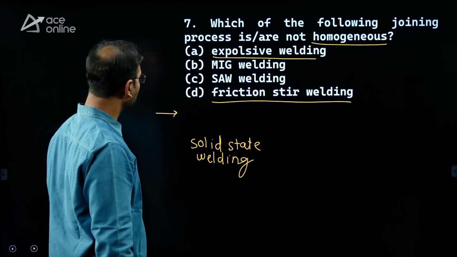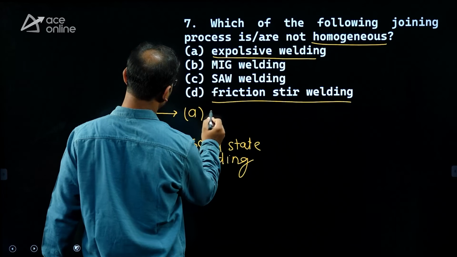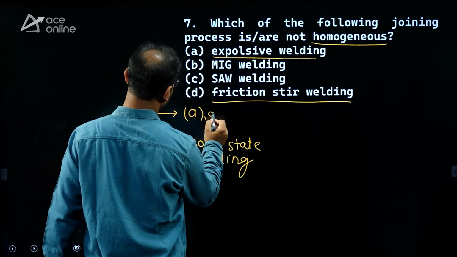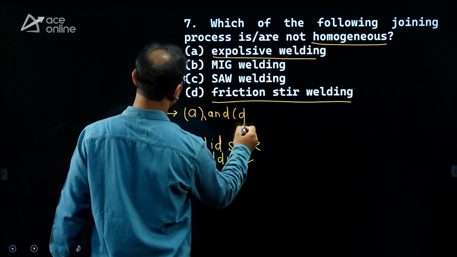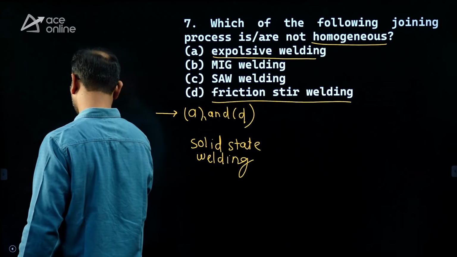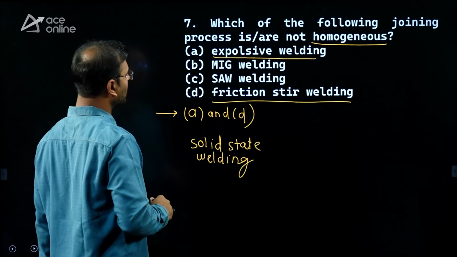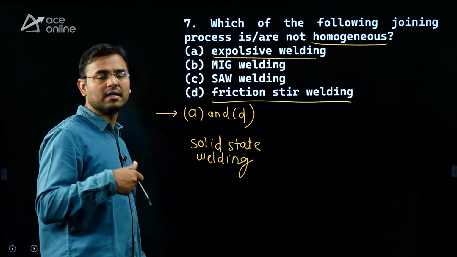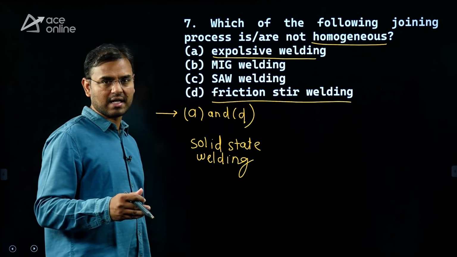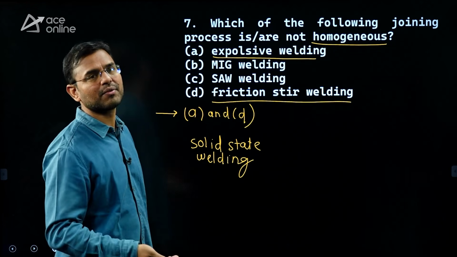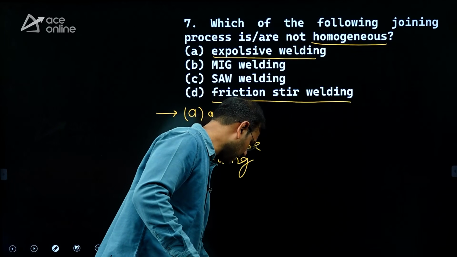Then what is the correct answer here? The correct answer is A and D, because in MIG and in submerged arc welding we are supplying the material. Which material are we supplying? Same as the parent material. That material we are supplying with the help of the electrode. Here the correct answer is A and D. Okay.